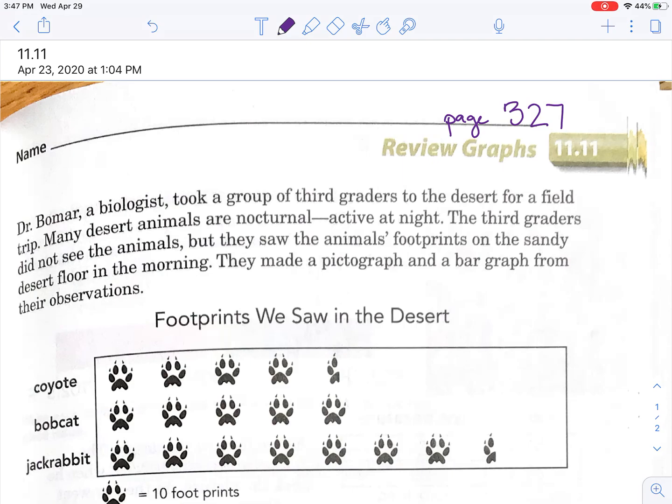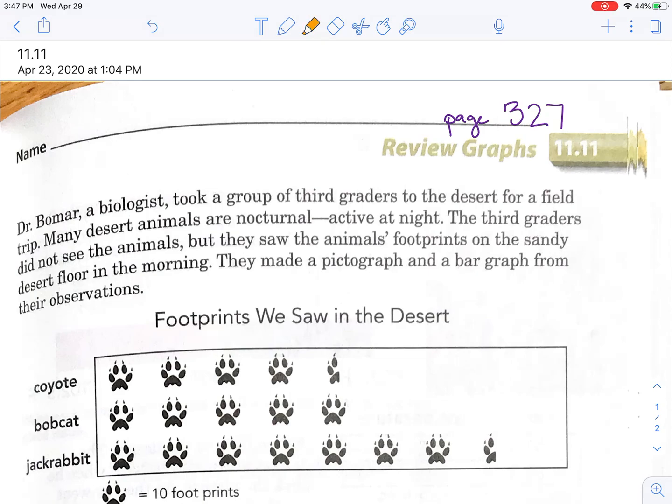We are looking at the top of the page, and it says, Dr. Bomar, a biologist, took a group of third graders to a desert for a field trip. That's fun. Many desert animals are nocturnal. What does that mean? They're active at night. The third graders did not see the animals, but they saw the animals' footprints on the sandy desert floor in the morning. Because guess what? The animals were all sleeping because they went on the field trip in the daytime. So they made a pictograph and a bar graph from their observations.